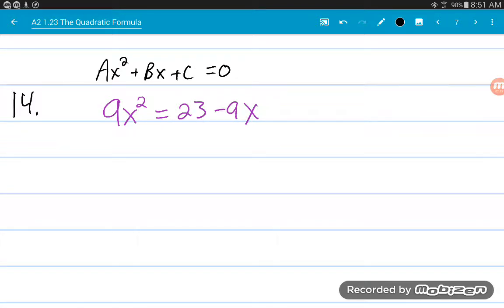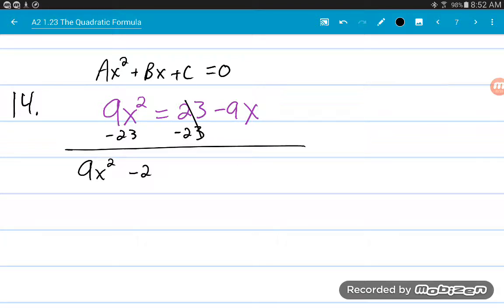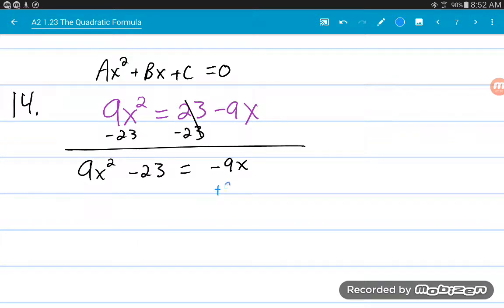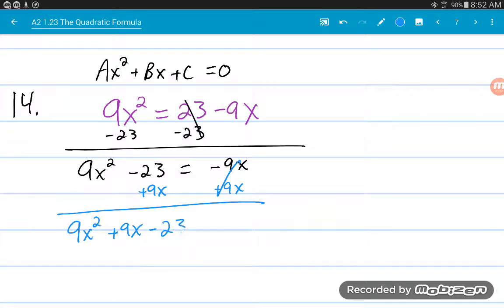So we need to make sure that all of our terms are on the same side and that it's equal to 0. So the first thing we'll do is minus 23 minus 23. I get 9x squared minus 23 is equal to negative 9x. Last thing I have to do is move over the 9x, so plus 9x plus 9x. And my final trinomial is 9x squared plus 9x minus 23 equals 0.